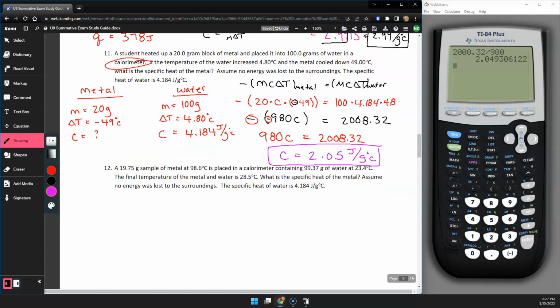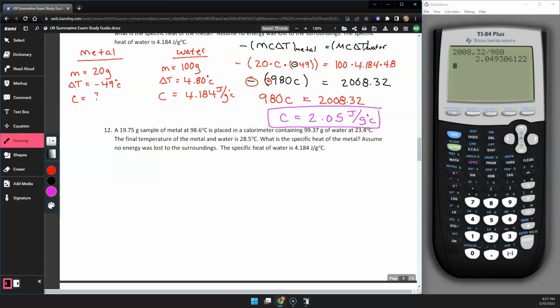Okay, moving on to 12 here. A 19.75 gram sample of metal at 98.6 degrees Celsius is placed in a calorimeter containing 99.37 grams of water at 23.4 degrees Celsius. The final temperature of the metal and the water is 28.5. What's the specific heat of the metal? Assume no energy was lost to the surroundings. The specific heat of water, 4.184 joules over grams degrees Celsius.